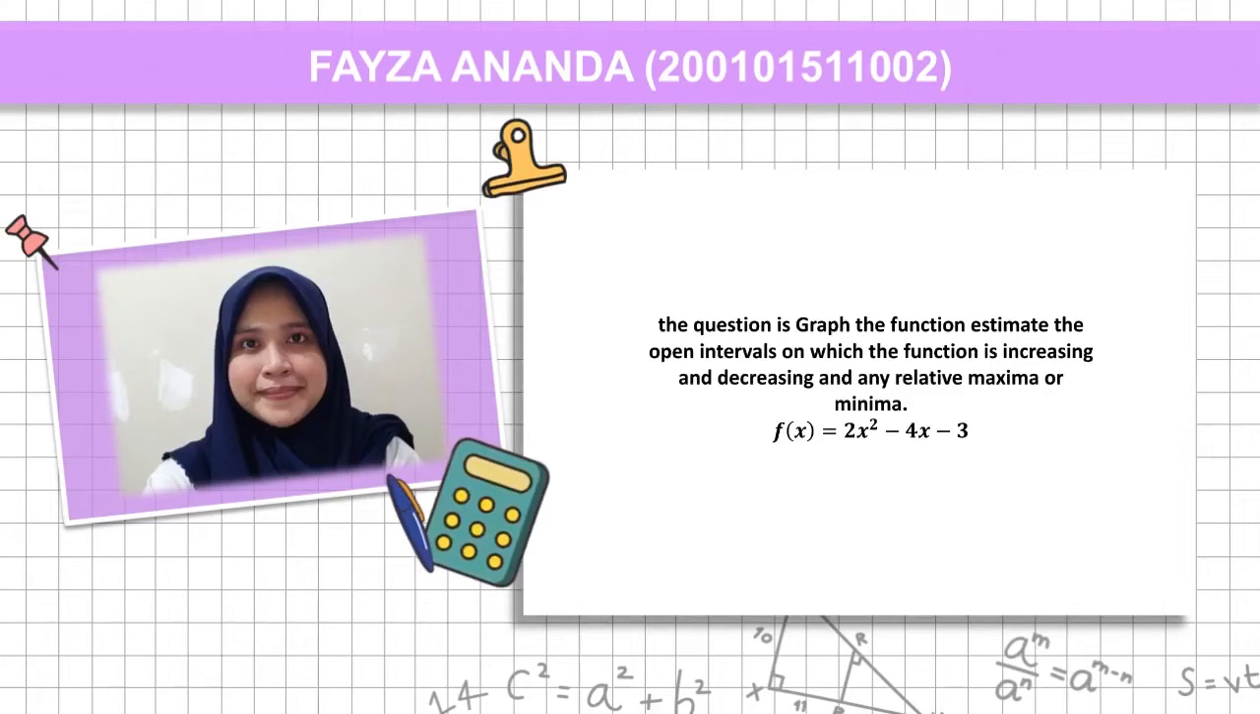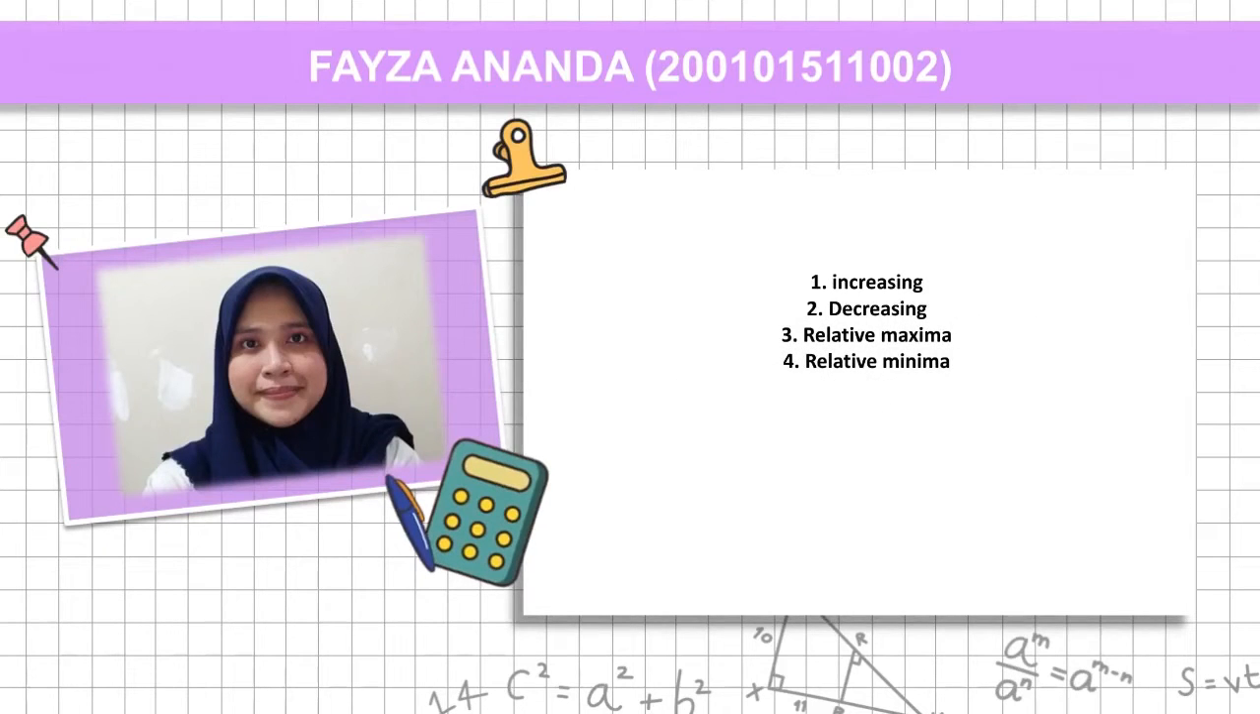But before I explain the question, it would be better if we know the following terms, even though we have learned them while sitting in junior high school: increasing, decreasing, relative maxima, and relative minima.